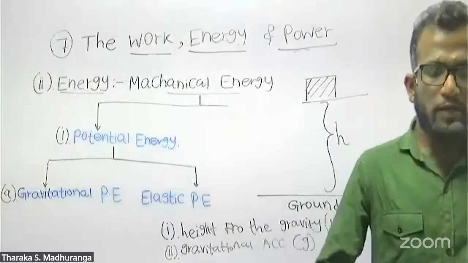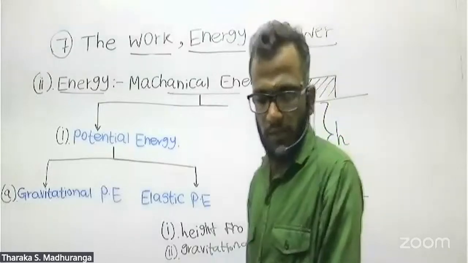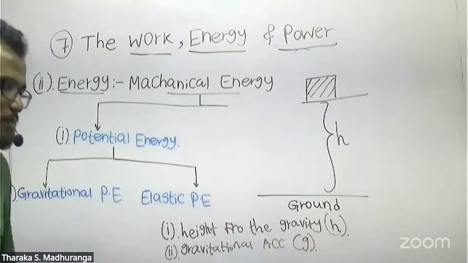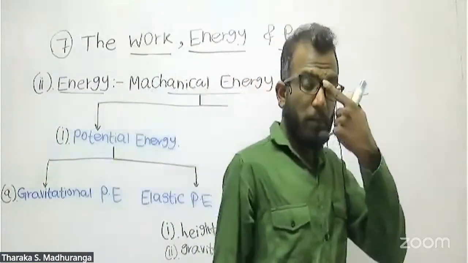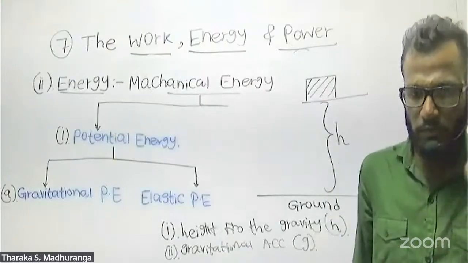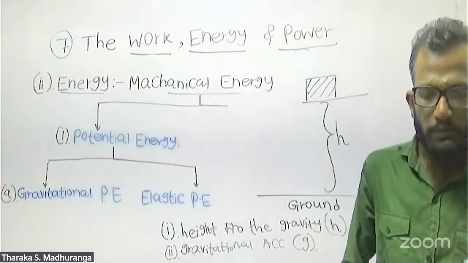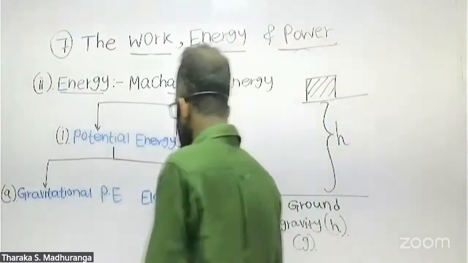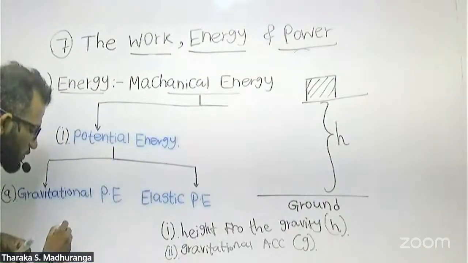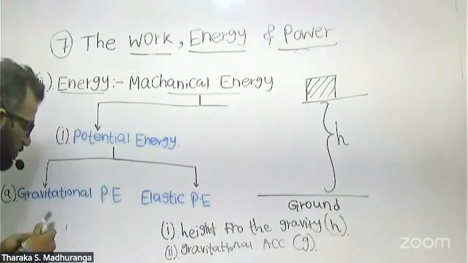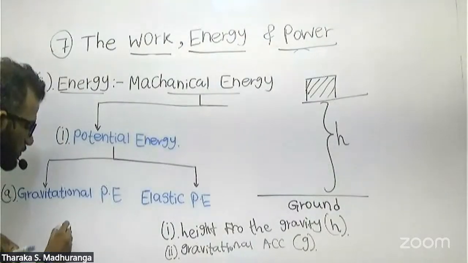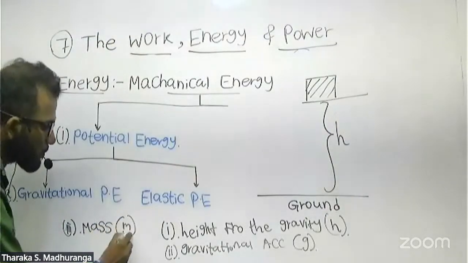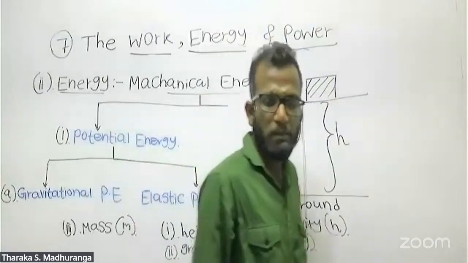The final factor, the third one, is the mass of the object. It is simple m, not capital M. Simple m is the mass of the object.